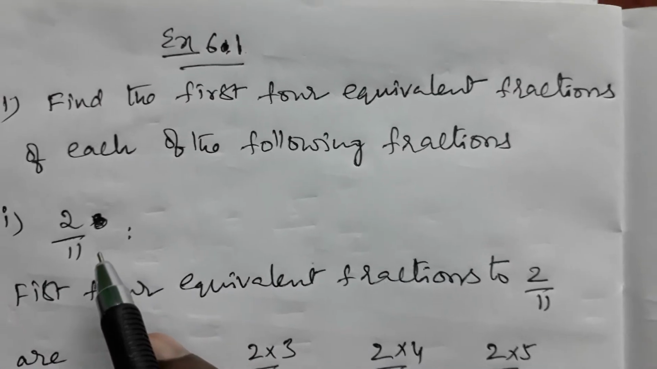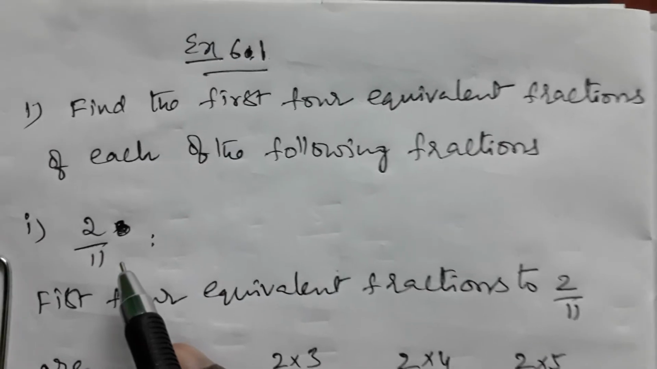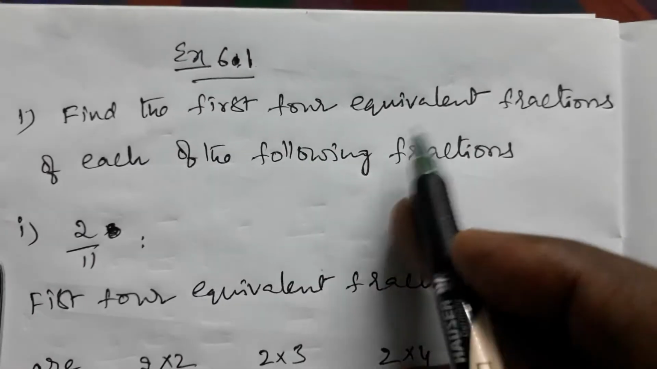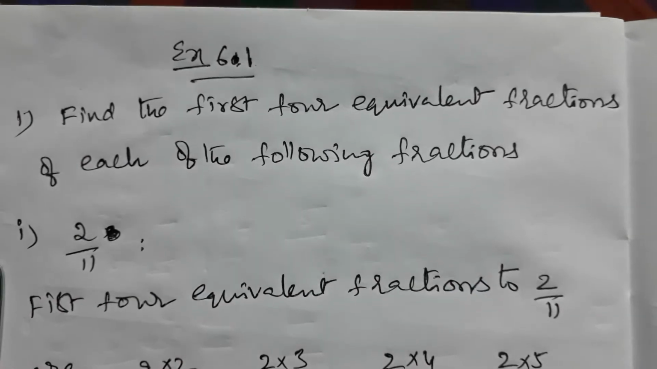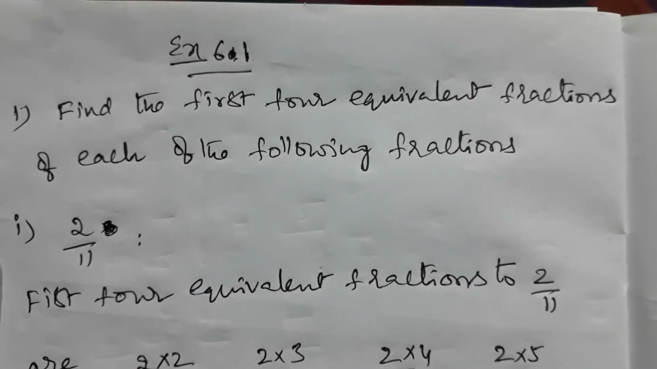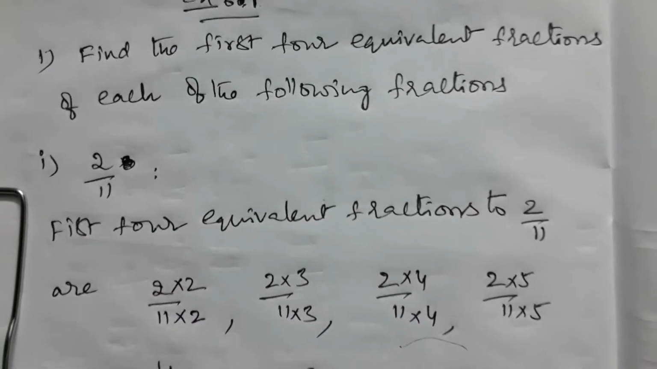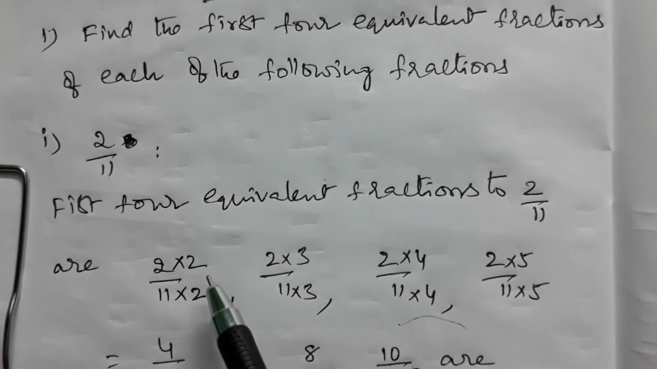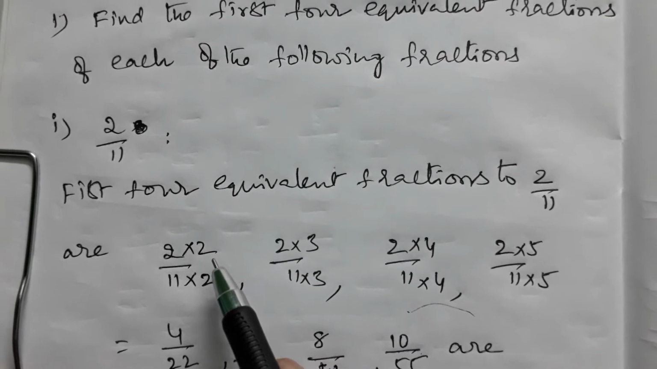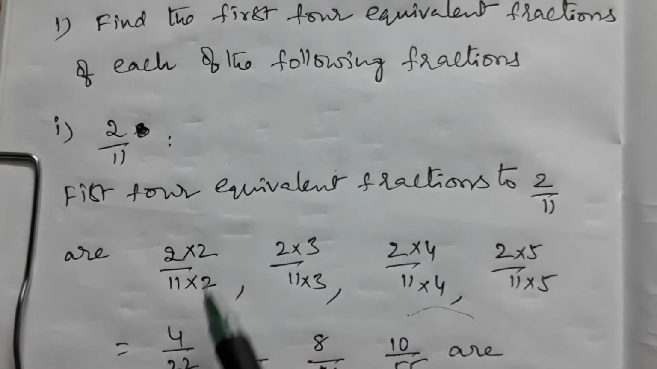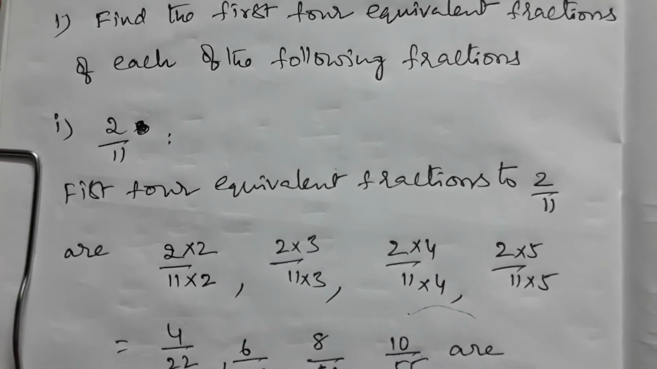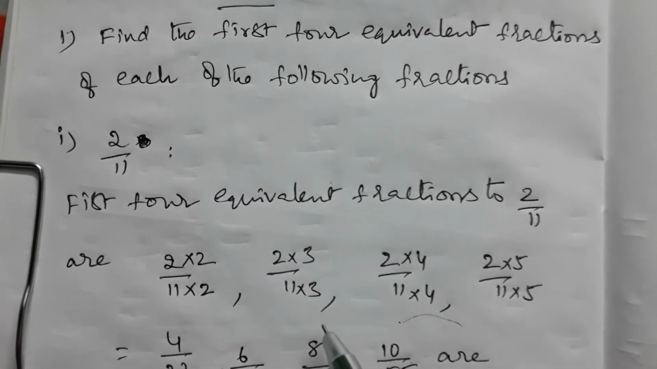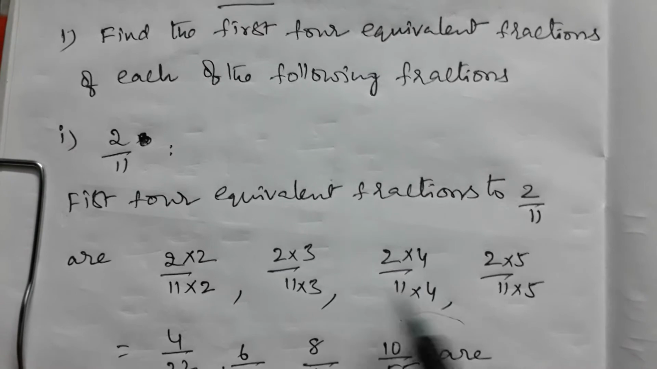Here see, one fraction is given. For this fraction, write equivalent fractions. First 4 equivalent fractions for this 2 by 11. Okay, to write equivalent fractions, already explained in previous class. To write an equivalent fraction to any fraction, what you have to do? Multiply numerator and denominator with the same table. Here also multiply numerator and denominator with the same table.